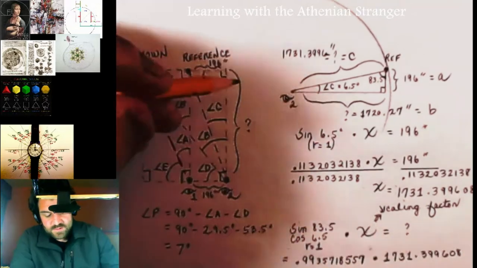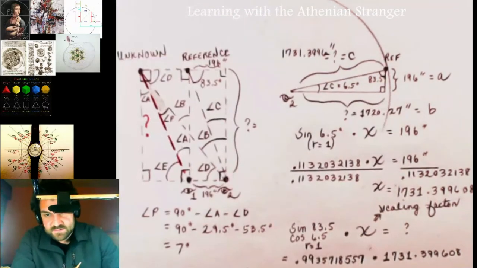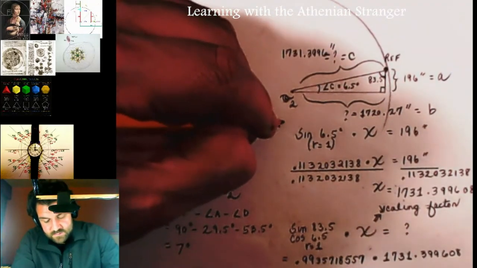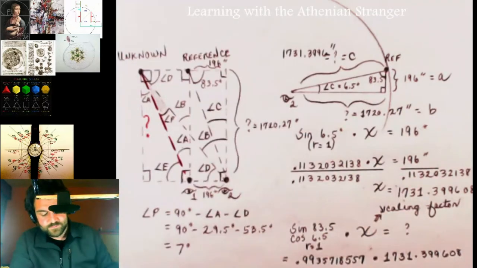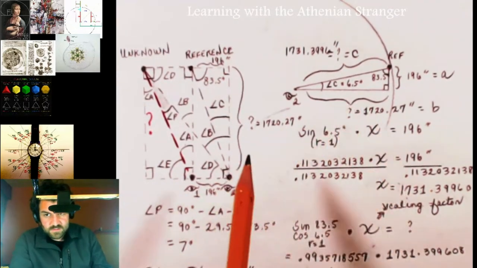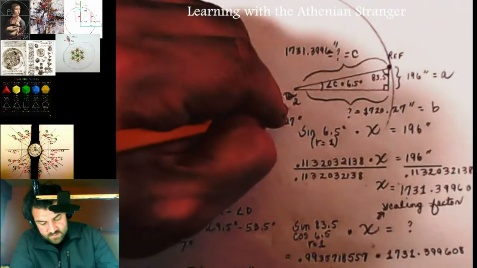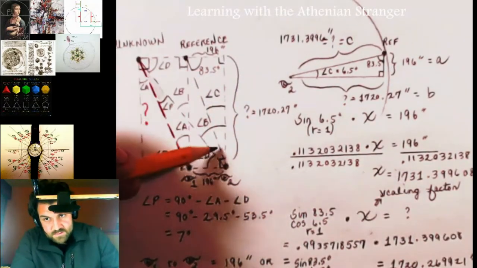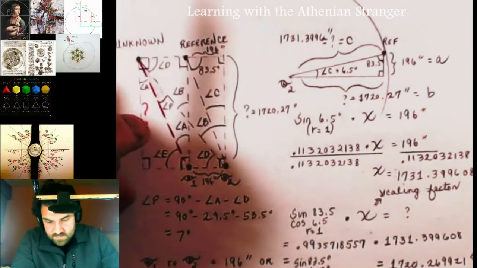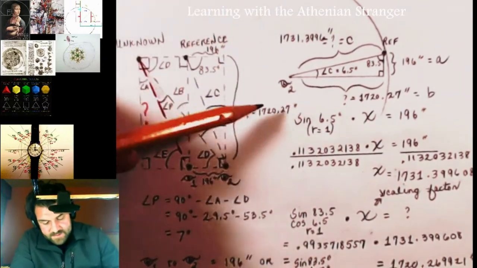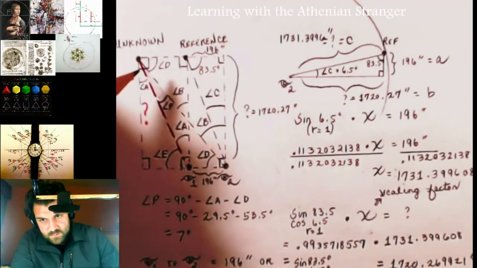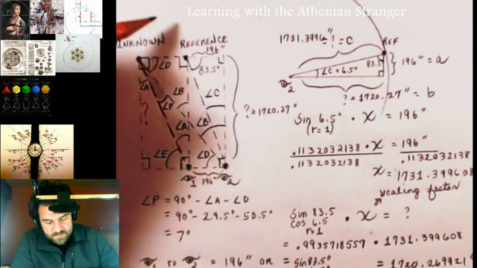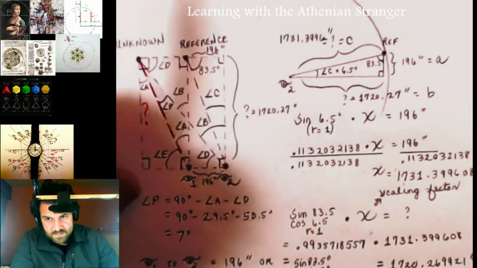Now we know this value. We were looking for that height. That height is equal to 1720.27 inches. I'm just translating this back to the original diagram. We also know this distance here. We don't need to know that distance, but it's something that we know. Since we know this distance, we're one step away from computing how far we are from this light pole here.